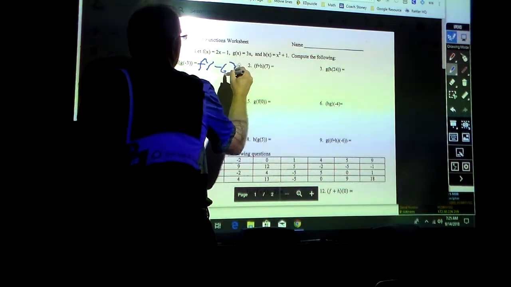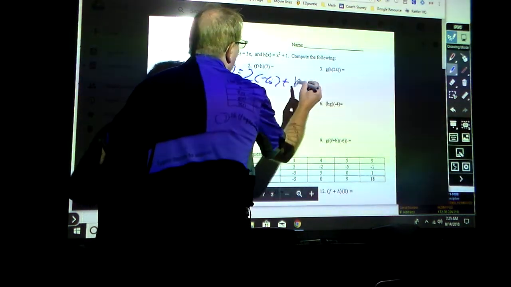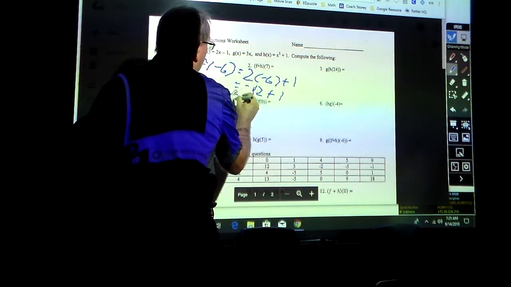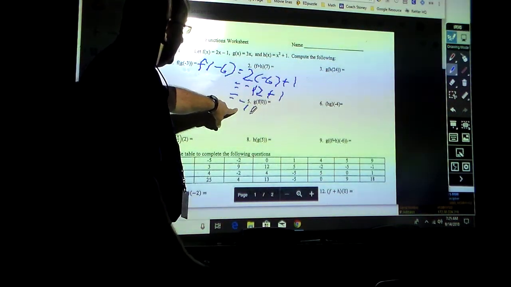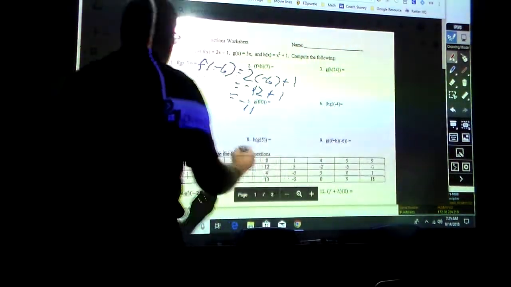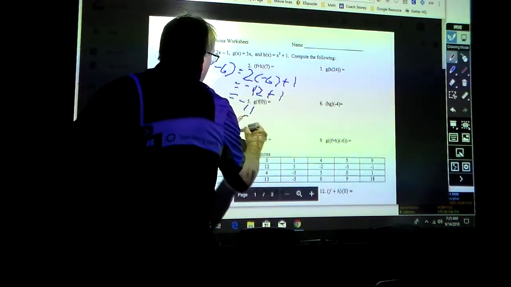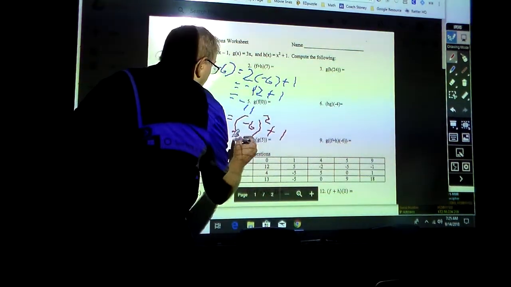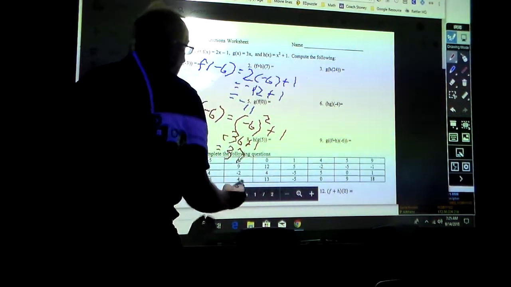Well, that will be 2 times negative 6 plus 1, which makes it negative 12, plus 1, which makes negative 11. Right? That's the f of negative 6 is negative 11. I'm now going to do h of negative 6. I'm doing that second. h of negative 6 will be that squared plus 1, which makes it negative 6 squared. Negative times negative is positive, 36 plus 1, which makes that then what? 37.